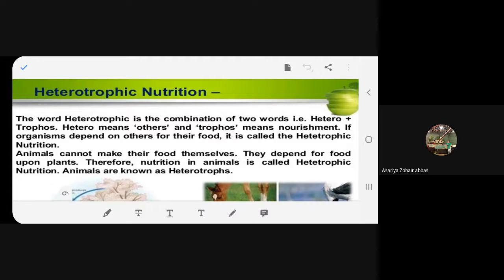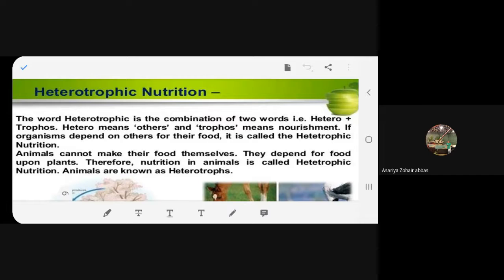It's breaking in between. You have to read like this. The word heterotrophic is the combination of two words, that is hetero plus trophos. Hetero means others and trophos means nourishment. Do you understand? You are stretching the word so long. Please don't do that. It's becoming very long and it loses the charm.